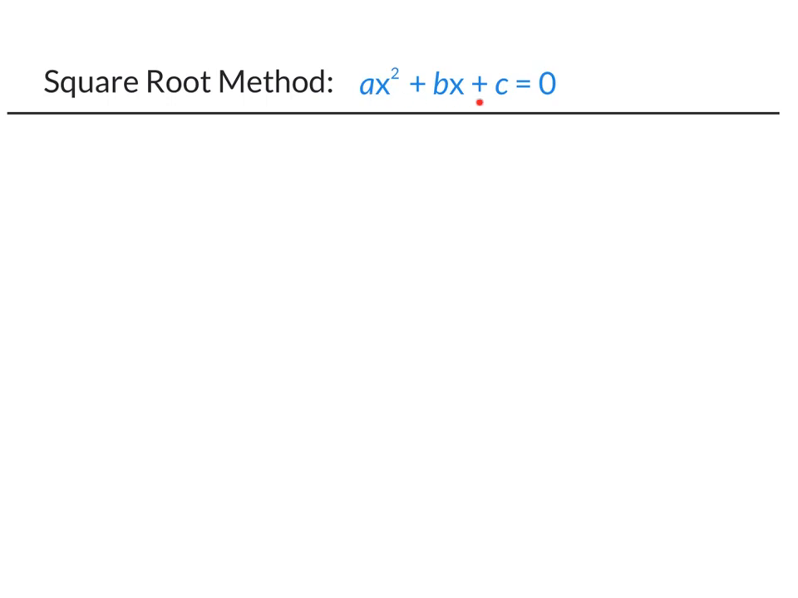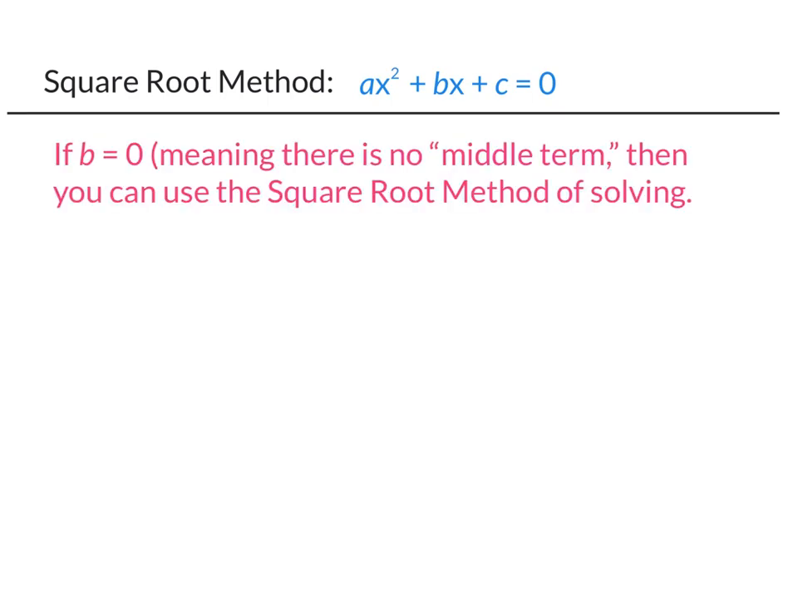So if I have something that looks like this, how do I know if the square root method is even an option? In order for the square root method to work, this term right here can't be there. It could say something like 3x squared plus 5 equals 0, or 10x squared minus 2 equals 0. But this b value has to be 0, and this term has to drop out. So we don't want to see that term in there.